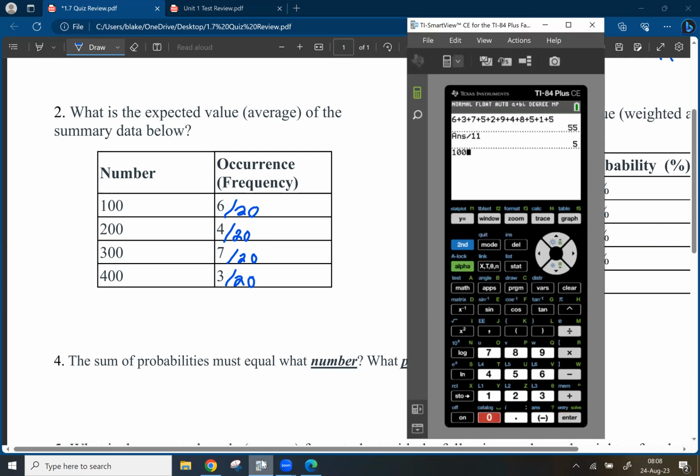So 100 times 6 out of 20. We're going to add this with 200 times 4 out of 20. Add this with 300 times 7 out of 20. And then add that with 400 times 3 out of 20. Assuming I got everything in there right, we get 235. That feels kind of right, I think. Okay, so 235.